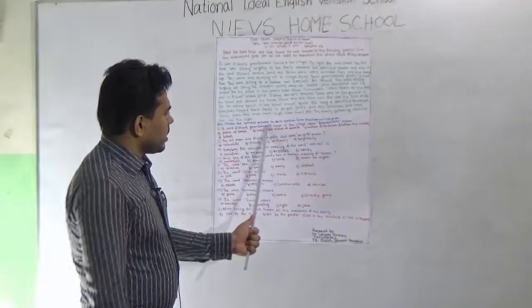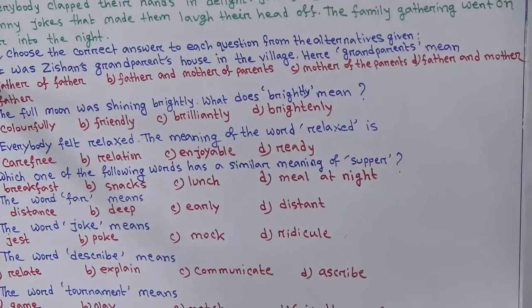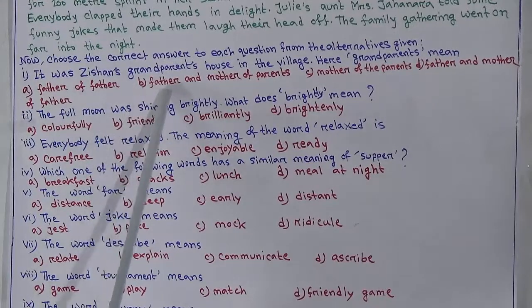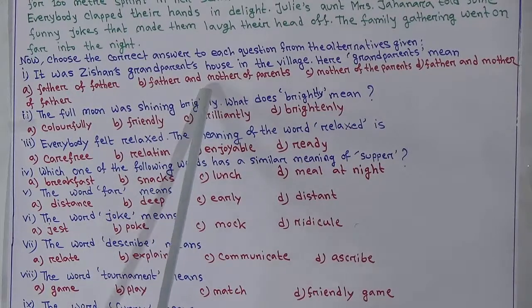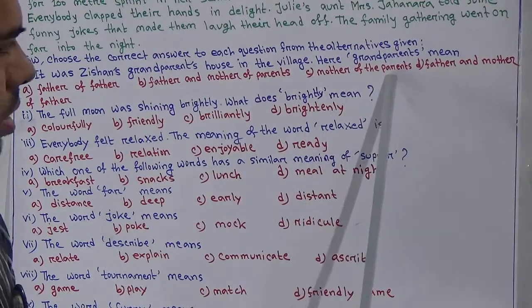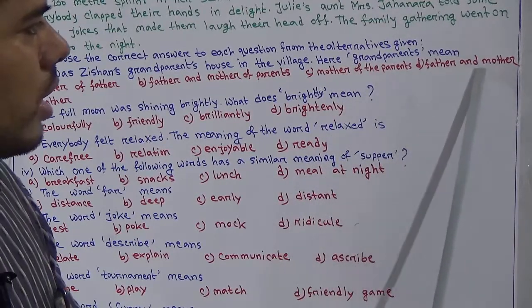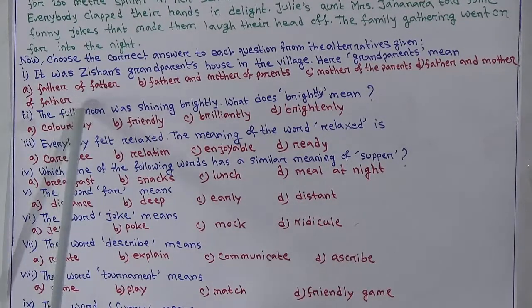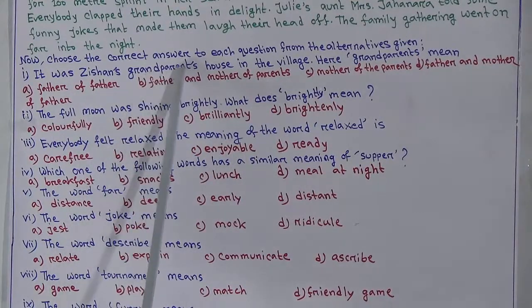It was Jishan's grandparents' house in the village. Here grandparents mean option number A, father of father. It specifies only the father's side. Number B, father and mother of parents. It specifies both sides, from father to mother also. Number C, mother of the parents. It specifies only the mother's side. Number D, father and mother of father. It specifies only the father from the parents. So the correct answer should be father and mother of parents, because your word was grandparents.